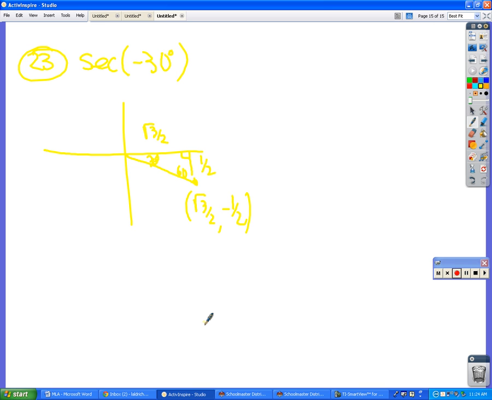Secant is the inverse of cosine. Cosine is the x-coordinate. So this is going to be 1 over the x-coordinate, or 1 over root 3 over 2, which is going to be 2 over root 3. Wait, what? If you multiply by the reciprocal, you just flip it over. So it's easy.